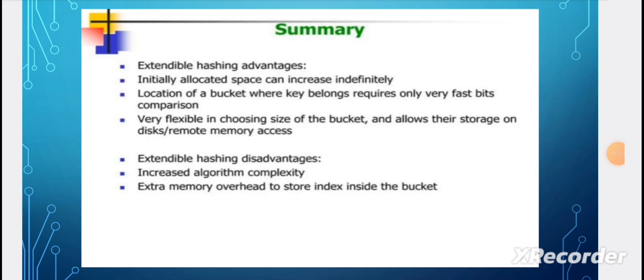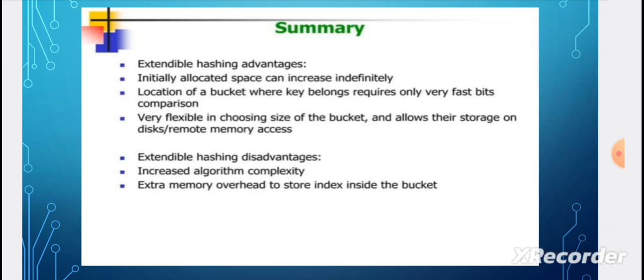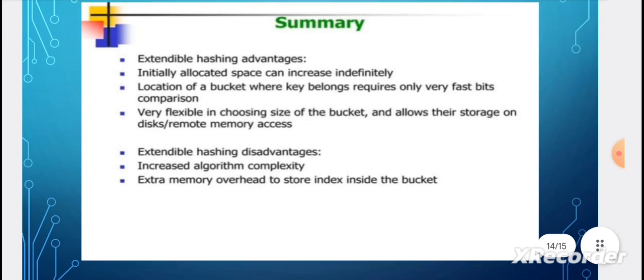So let's look into the summary part of today's topic, extendable hashing and its advantages. Initially allocated space can increase indefinitely. Location of a bucket where a key belongs requires only a very fast bit comparison. Very flexible in choosing the size of the bucket and allows their storage on the disk and remote memory access. Let's have a look at the disadvantages: increased algorithm complexity and extra memory overhead to store the index inside the bucket.